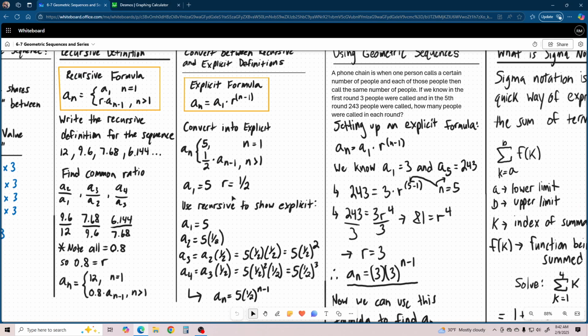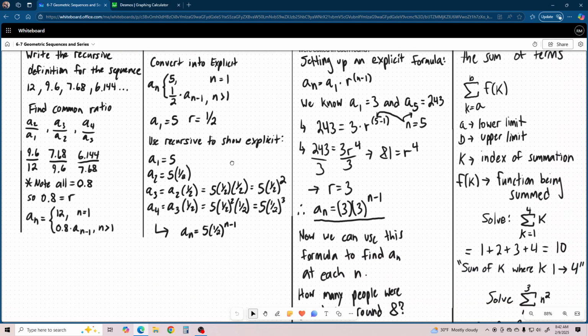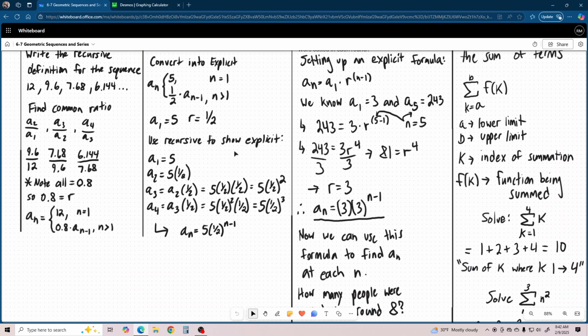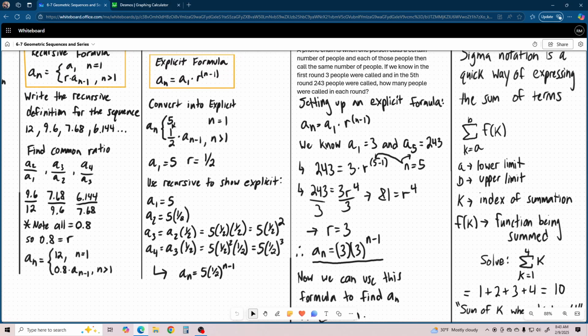I'm going to show you how the recursive formula works, and it will show you how the explicit formula is generated. All of the stuff I've been talking about before, I'm going to show you in an actual problem now. So really pay attention, because I think this will help make the other stuff click a little bit. All right, so let's use recursive to show explicit. So we know a sub 1 is 5. Our initial value here is 5.